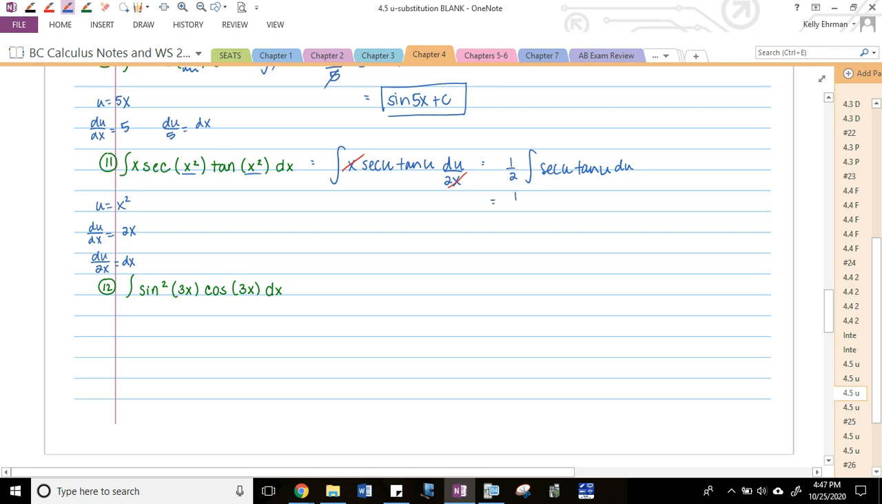So I have 1/2 times secant, wait, is that the derivative of secant u? Or secant squared? Oh yeah, that's the derivative of secant u plus c. And then that's 1/2 secant of x squared plus c.